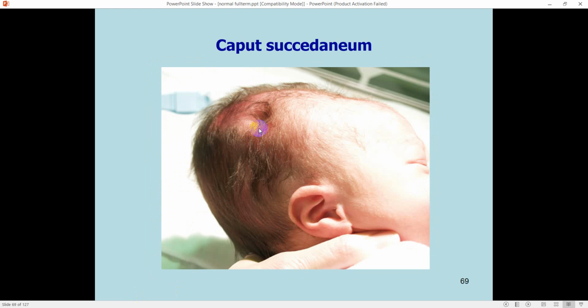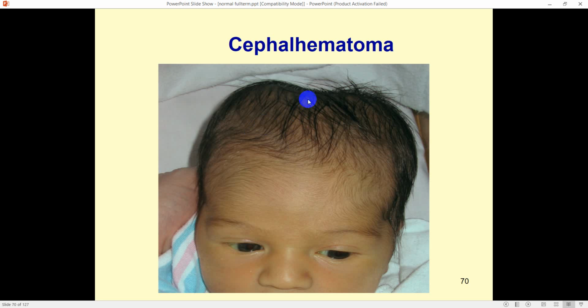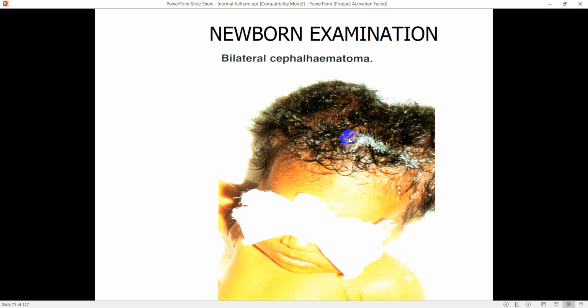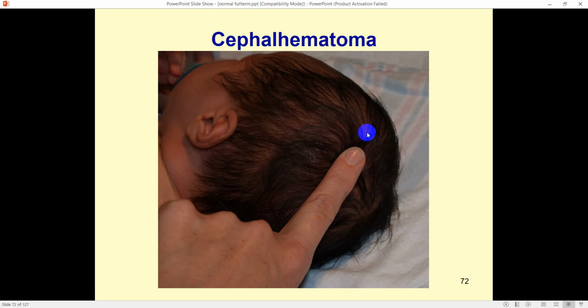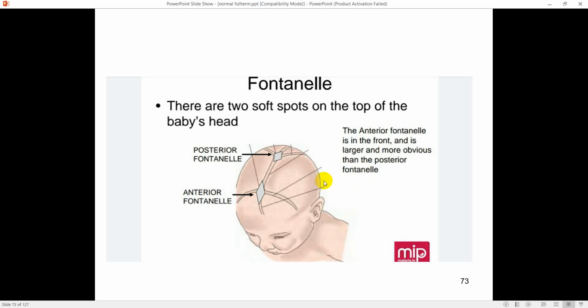Again, this is caput, and this is called cephalhematoma. The picture shows bilateral involvement by cephalhematoma. Again, this is the same picture, bilateral cephalhematoma. Look, this baby has jaundice because of absorption of the blood that is present in this cephalhematoma. Again, this is cephalhematoma.